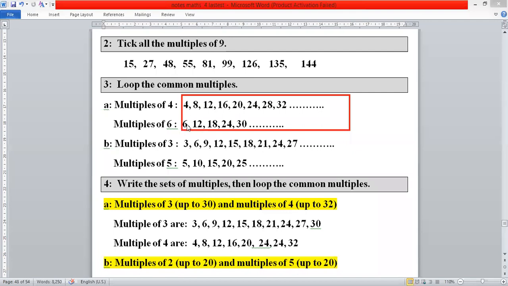So compare the multiples. How do you compare? Look here, 4. 4 is not available here. Here 8. Here 8 is not available. Here 12. Here 12 is available. It means 12 is a common multiple of 4 and 6. Similarly, 16 is not common. 20 is not common. 24 is common. Therefore, we will loop. Loop means just draw a line, make a curved line around them, and loop 24 as well, like this.